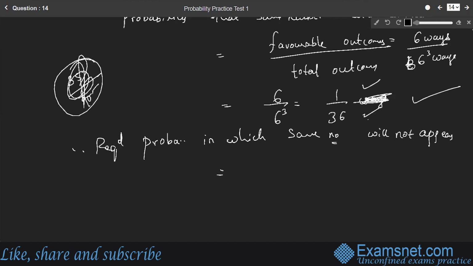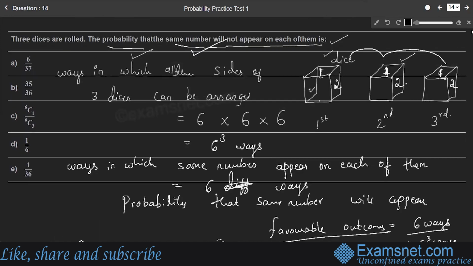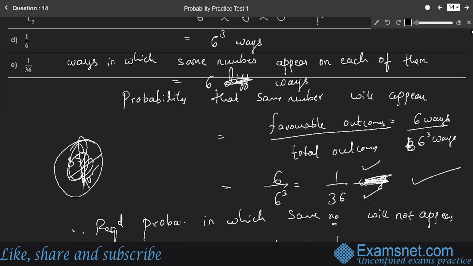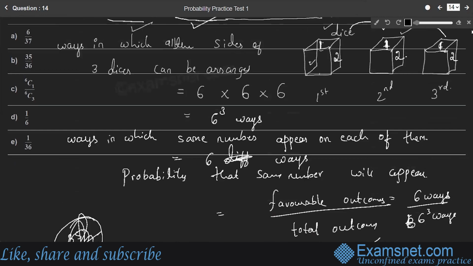Therefore, the required probability in which the same number will not appear is nothing but 1 minus 1 by 36, right? We are considering 1 as the whole, right? So whole out of whole is considered as 1, in which a small portion is taken out, right? So the meaning of this is 1 minus a small portion is taken out. That gives the probability in which the same number will not appear, equal to 35 by 36. This is the probability, right?